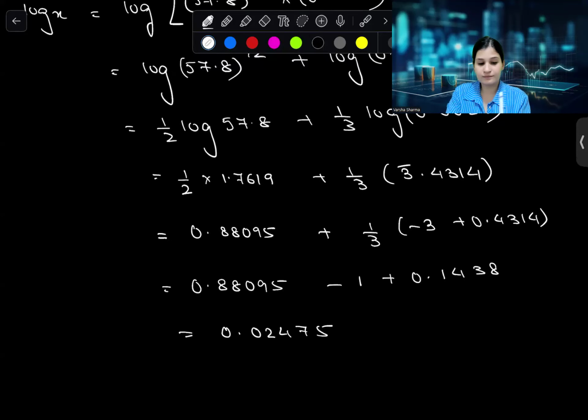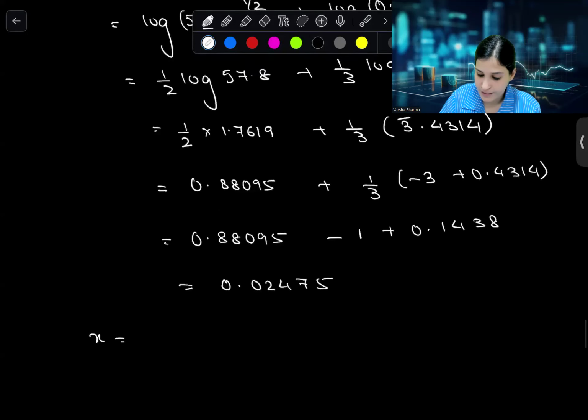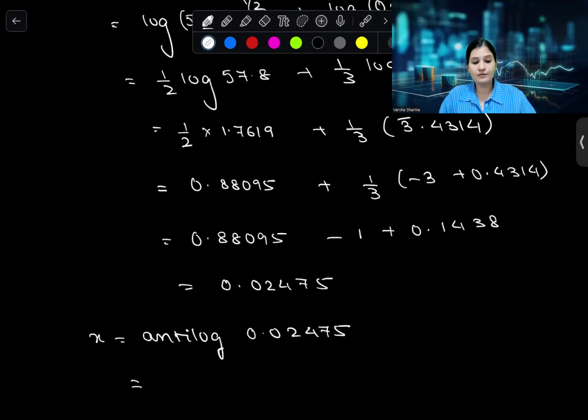Now x will be the anti-log of 0.02475. What is the anti-log value? 1.059. Characteristic is 0, so the decimal will be after 1. Any doubt? No, ma'am. Everybody clear? Yes, ma'am.